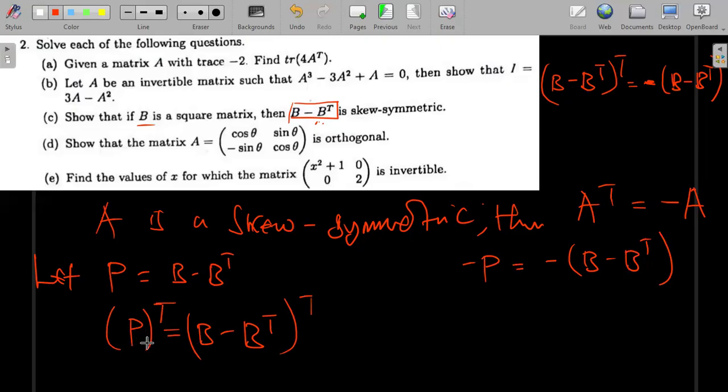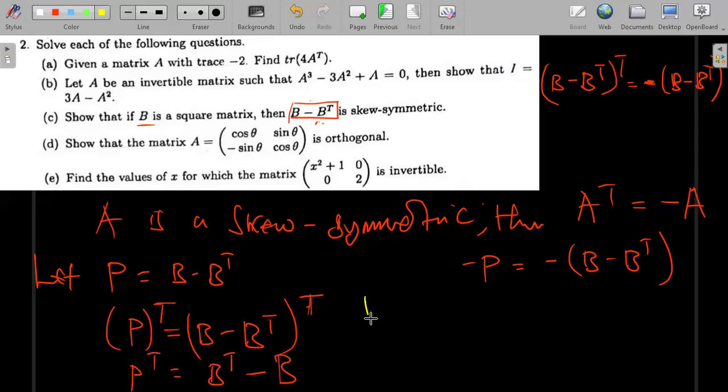So P transpose will just be equal to, and then here, remember we said the transpose can be distributed when you are adding. So even when you are subtracting, it can also be distributed. So we're going to say this transpose of B is B transpose, and then minus B transpose with another transpose, it's just going to cancel. So you're just going to have B. Okay, and then from there, we factorize the minus 1 from here.